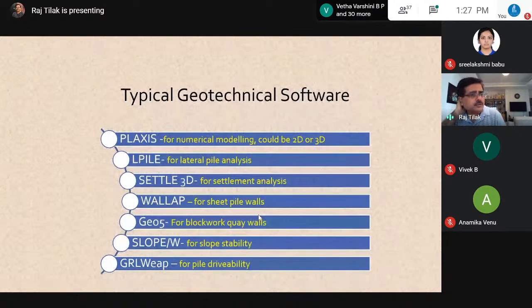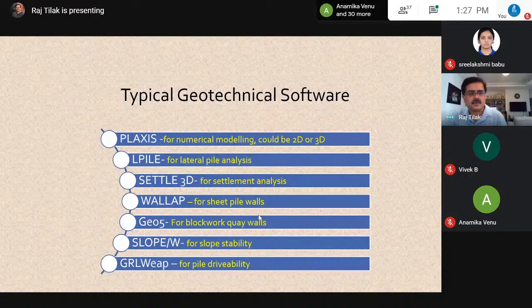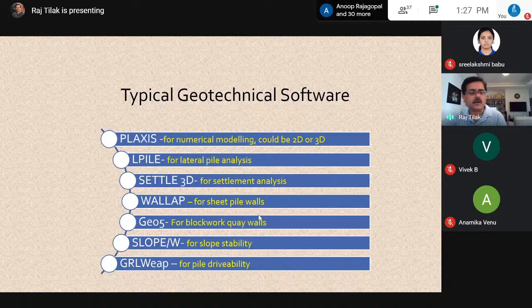I also wanted to introduce you to certain software. I don't know how much you would have in your school, but typically you should be aware of these, so that when you land up, you know these are the popular software and what you require for your run-of-the-mill business. Plaxis is one such numerical modeling software. You could be using some different software as well, but these are the industry popular ones. It's not that I'm saying these are the only ones. There are a lot of alternatives, but these are what is typically followed. Similarly, for lateral pile analysis, LPile is the most popular, and for settlement analysis, we use Settle3D.